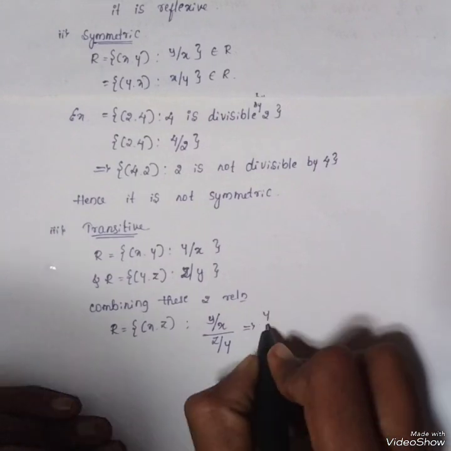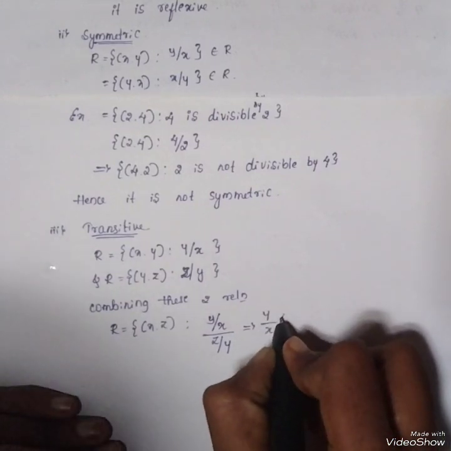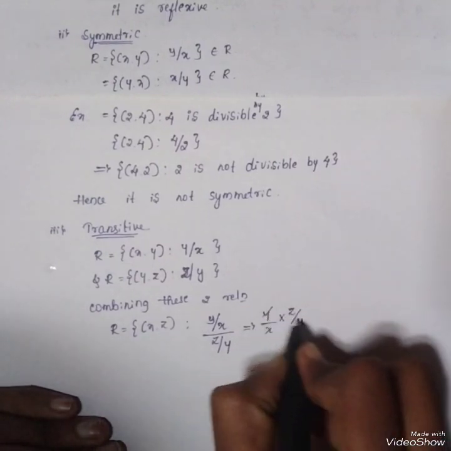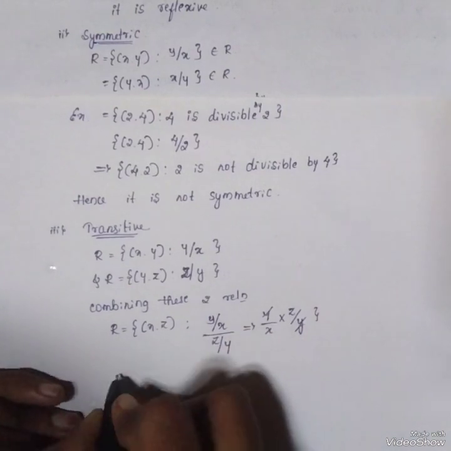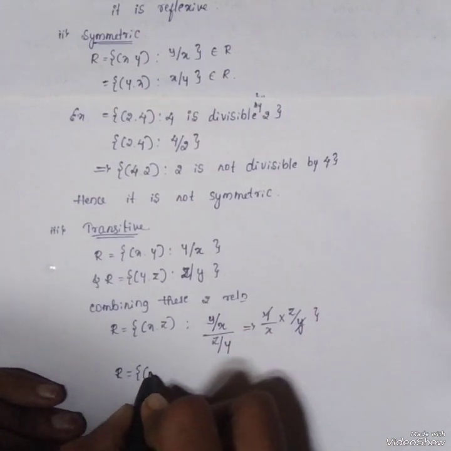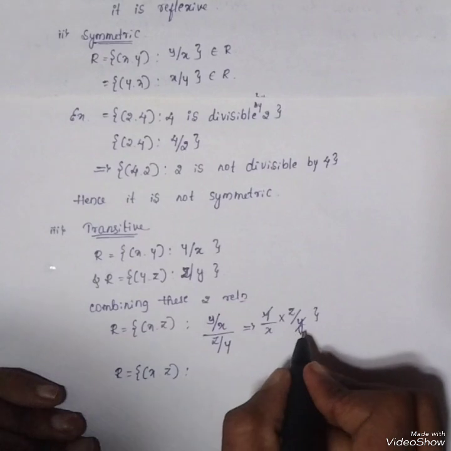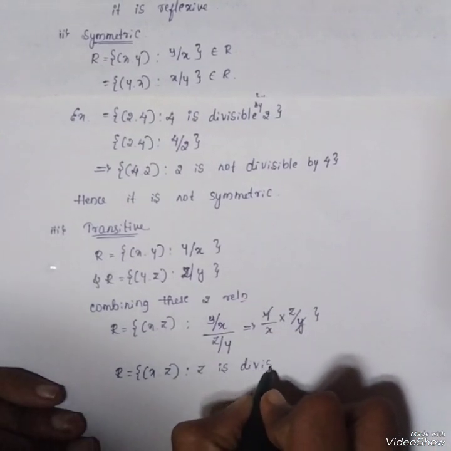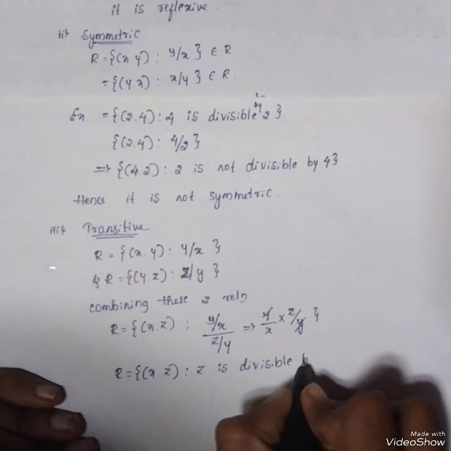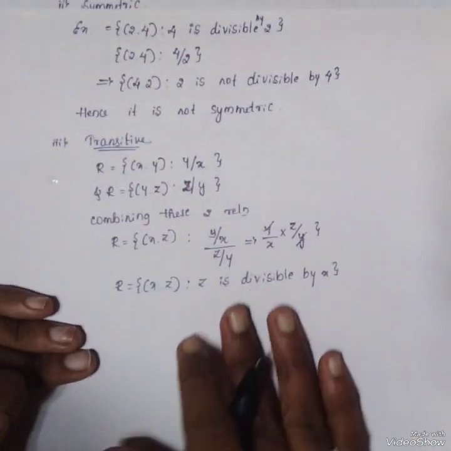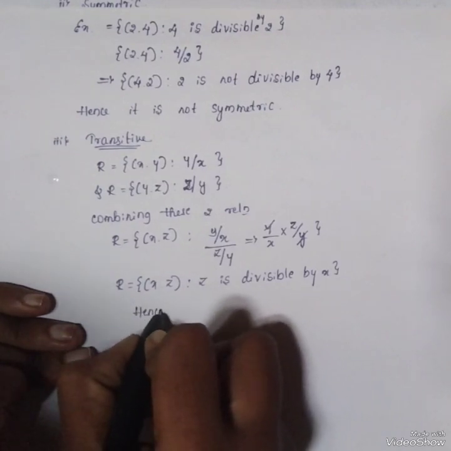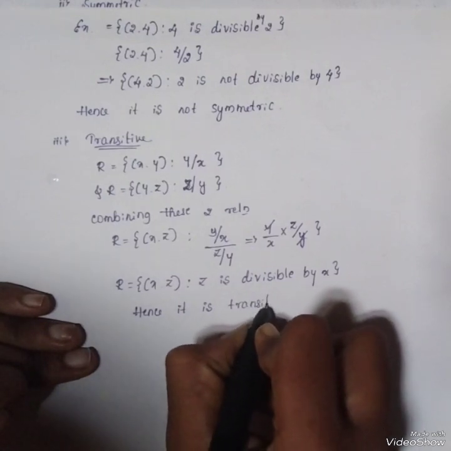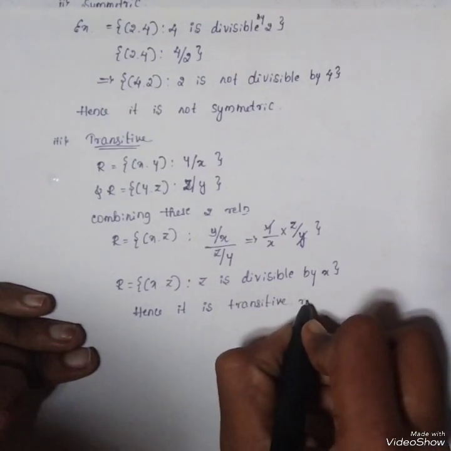It can be written as y divided by x into z divided by y. Y will get cancelled. R equals x comma z such that z is divisible by x. Hence, it is transitive. Hence, it is a transitive relation.